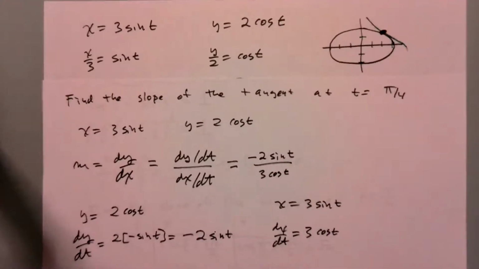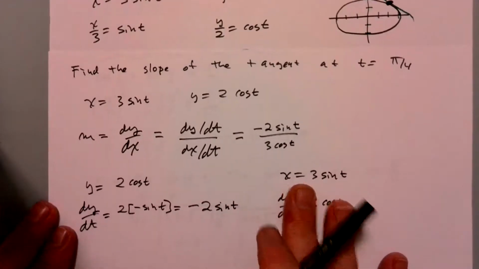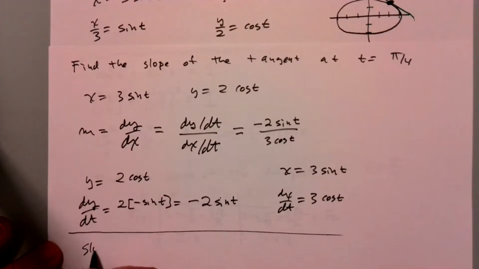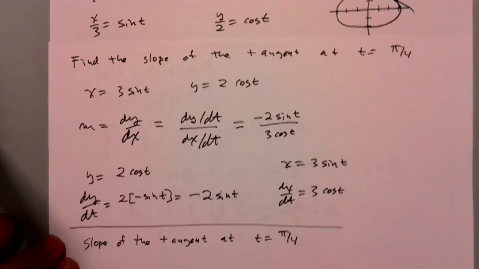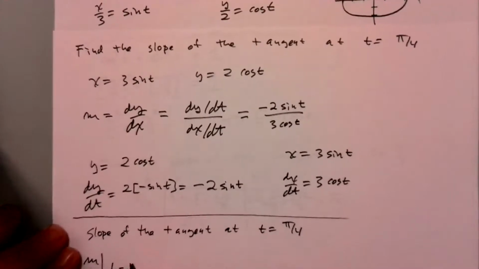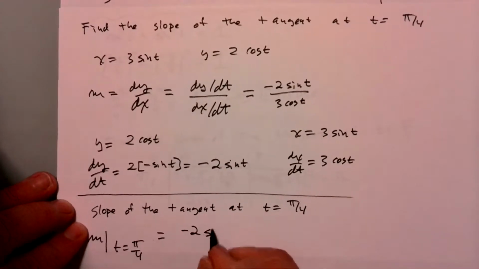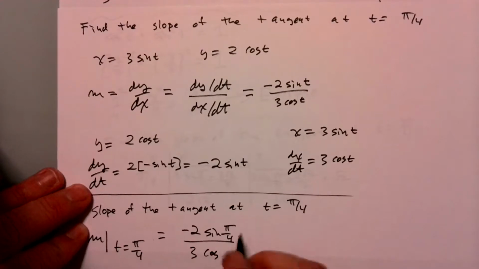So what I've done is I've determined the slope of the tangent line for any value of t. I've got m is negative 2 sine t over 3 cos t. So that'll be important for me to use. So we'll say the slope of the tangent at t equals pi over 4 will be negative 2 sine pi over 4 over 3 cosine pi over 4.